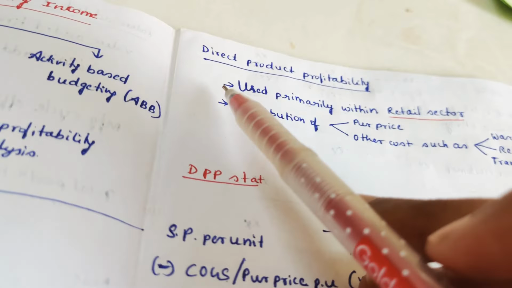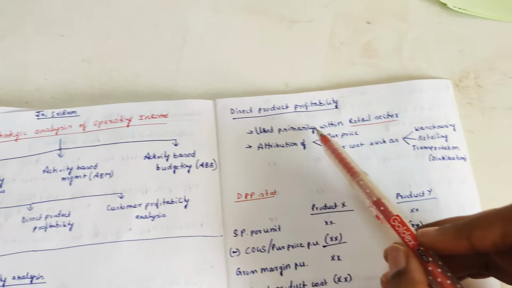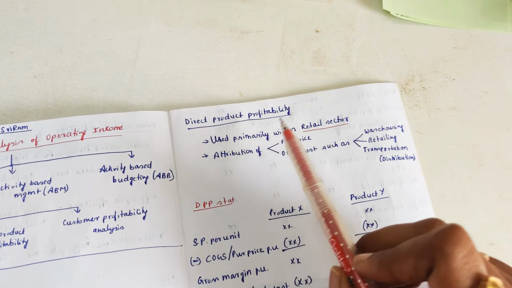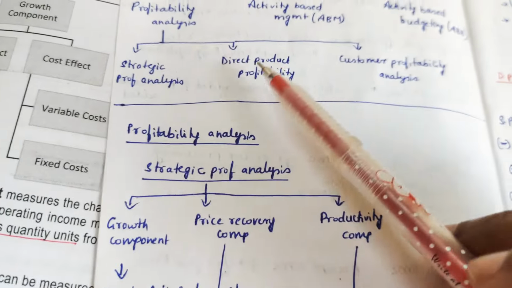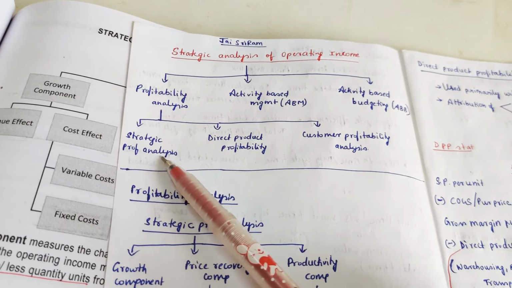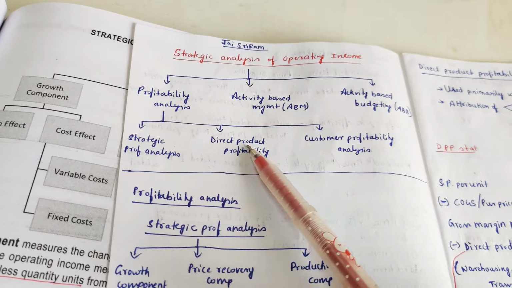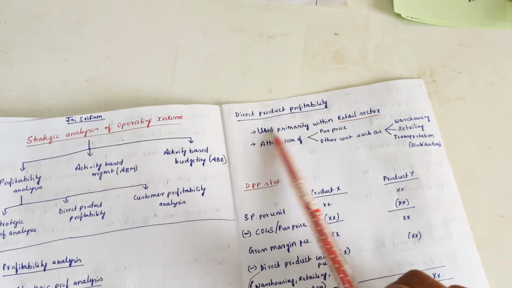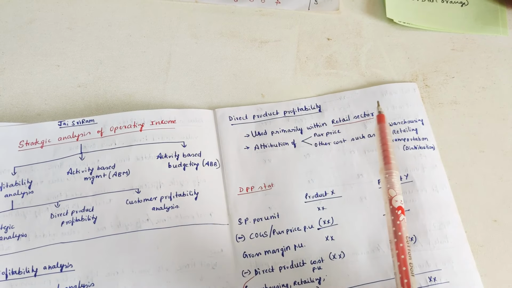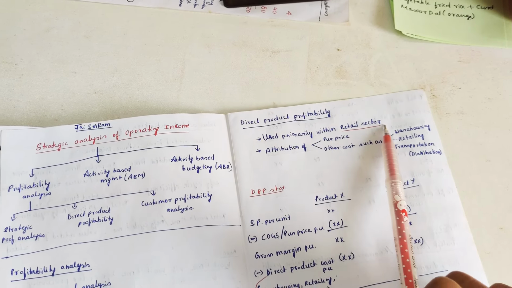Then direct product profitability. What is this direct product profitability? It is used primarily within the retail sector. So here we had three things. One is strategic profit analysis, which you've already done. Then direct product profitability. We use this direct product profitability in the retail sector.